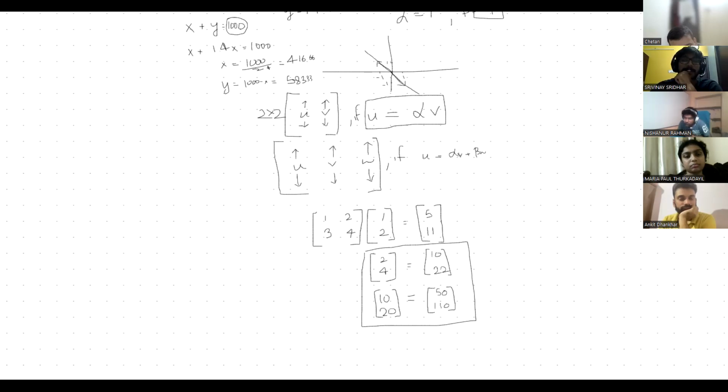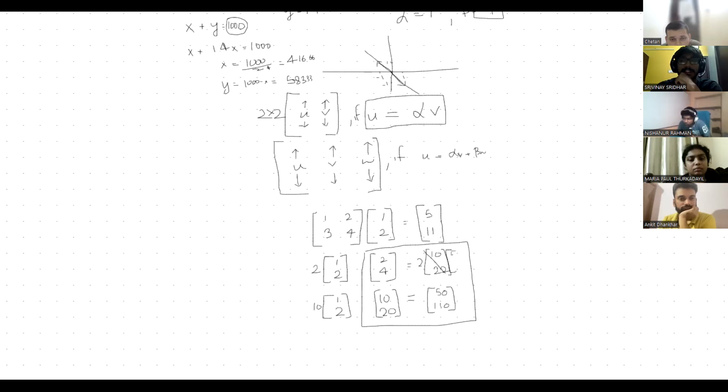Exactly. So 2, 4 is nothing but 2 times 1, 2. 10, 20 is 10 times 1, 2. Same on the other side. And if I take 2 outside over here, what will this become? 2 times 5, 11.